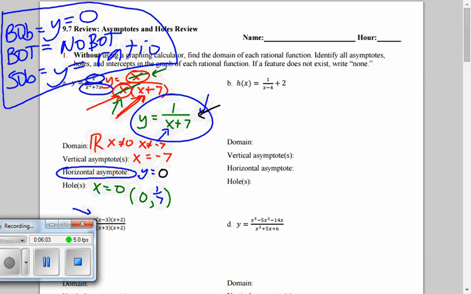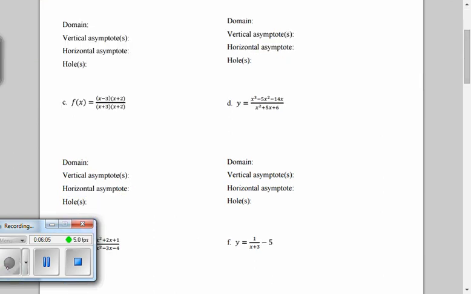All right, I'd like to skip down and have you guys try this next one. Pause for a second, I'll clean this up. Okay, so I'd like to have you try C in class right now, and then I'll show you in a moment what the answers for that would be. If you get done super quick, try D, because I'm going to assign that one too. But, all right, so try C and see if you can find the domain of it, the verticals, the horizontals, and any holes that it has. I'll pause while you give that a try.